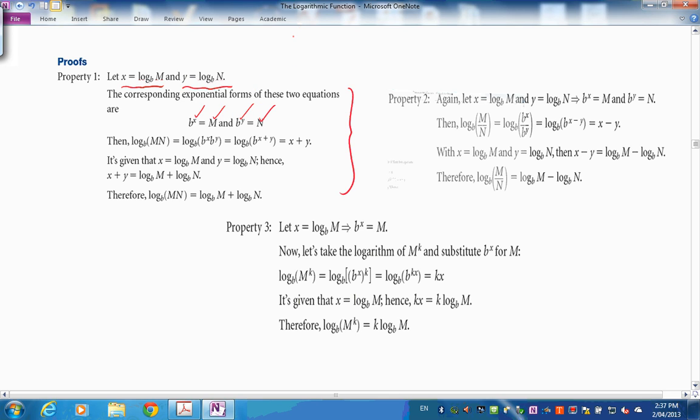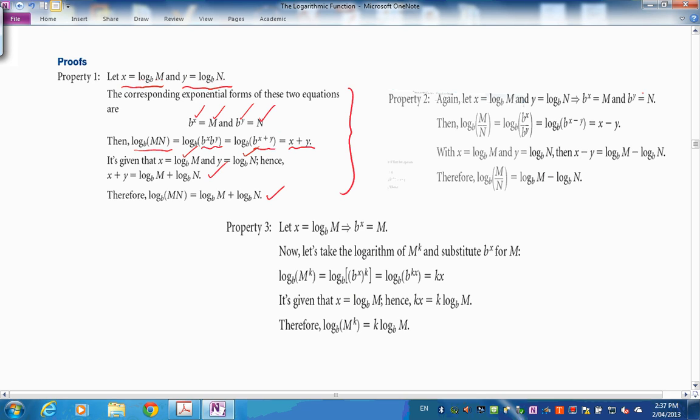So now, if we look at that, what's the log of the product? Well, it would be the log of b to the x by b to the y. And if you multiply those two together by the power rules, you get b to the x plus y, and so therefore the log is x plus y. But hang on, we said x was the log of m and y is the log of n. So we've just proven it, that the log of the product is the sum of those two pieces.